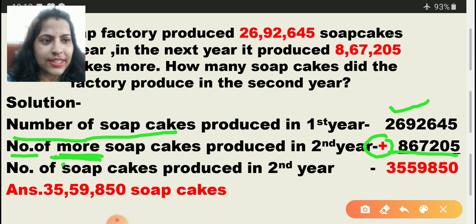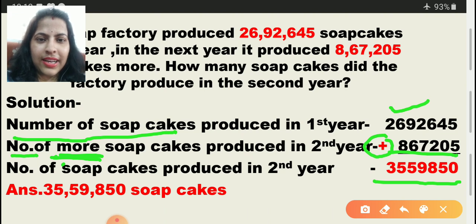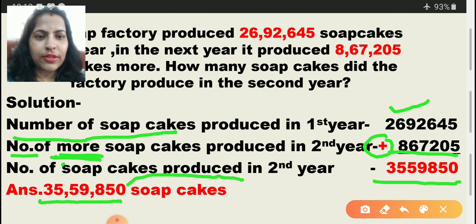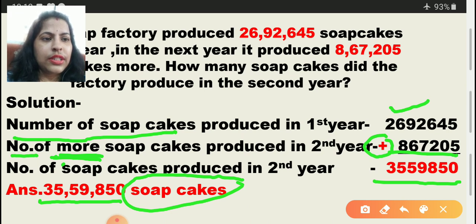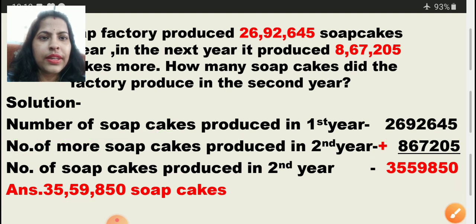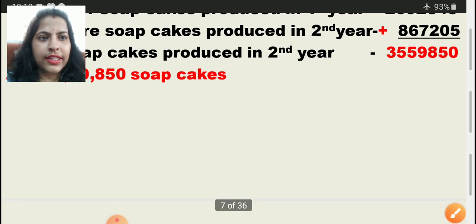So now you can see here I have added. You can also check by yourself by doing the addition. Okay children. And last, don't forget to write the answer by giving commas in it, and you have to write the item name also, that is soap cakes. Don't forget to write soap cakes here. So in this way, I think you all have understood the first word problem, that is A number.